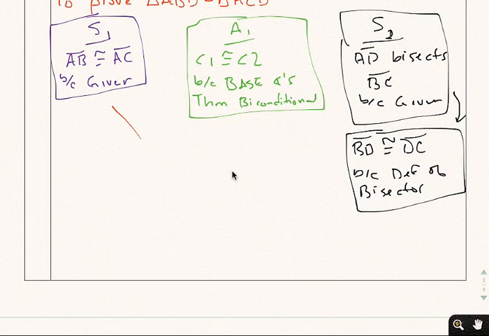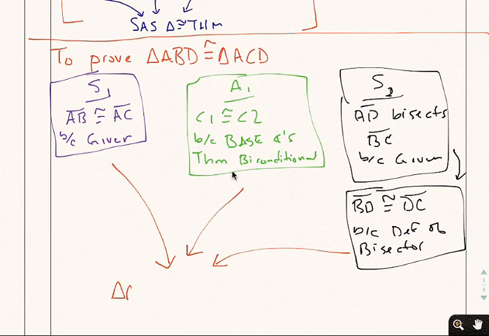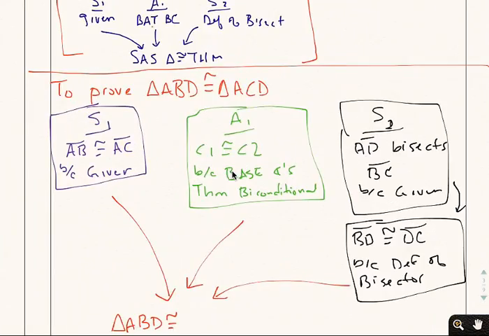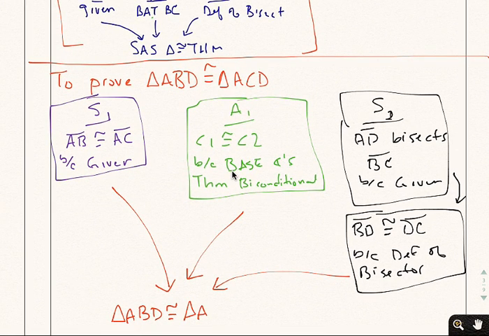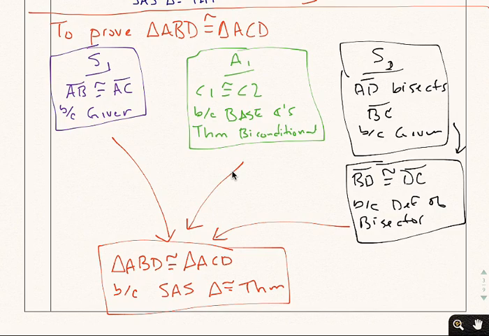So, if this is true, and if this is true, and if this is true, that tells me the triangles have to be congruent. So triangle ABD is congruent to ACD. And the justification is because of the side angle side triangle congruence theorem. Okay, and then I'll mark this as QED, and then Bob's your uncle.